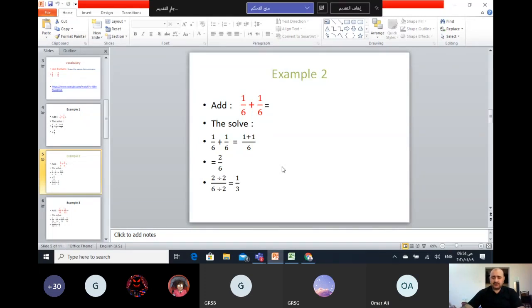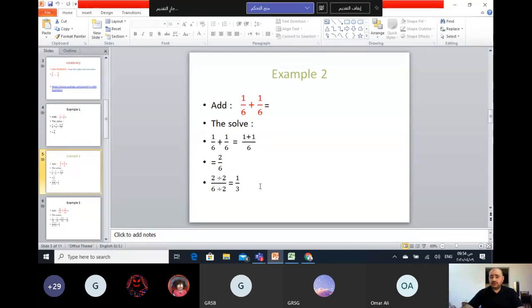Yes, tell me please. Is it important to find the GCF in every fraction? Simplest form, yes. If the question tells me add, then find the simplest form. So here it is important. If the question just says add, it's up to you. You can take the same answer 2 over 6 and you can find the simplest form.